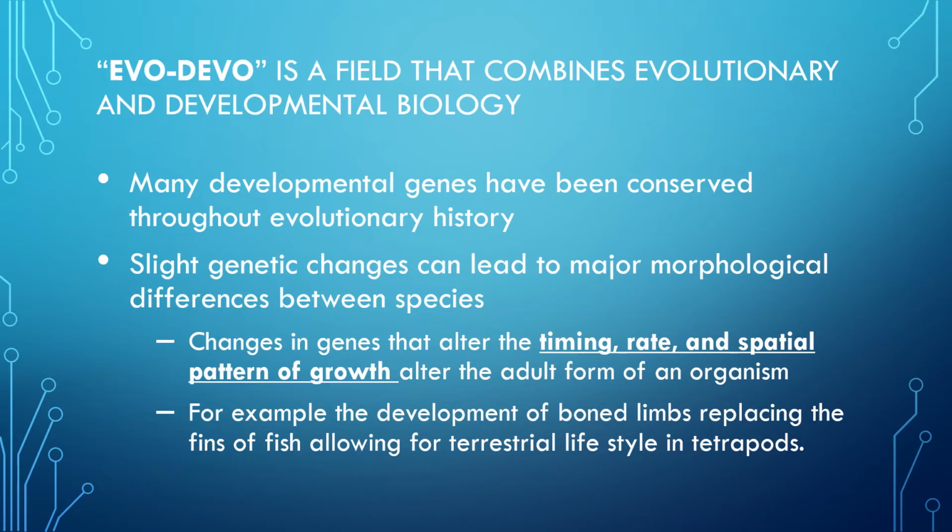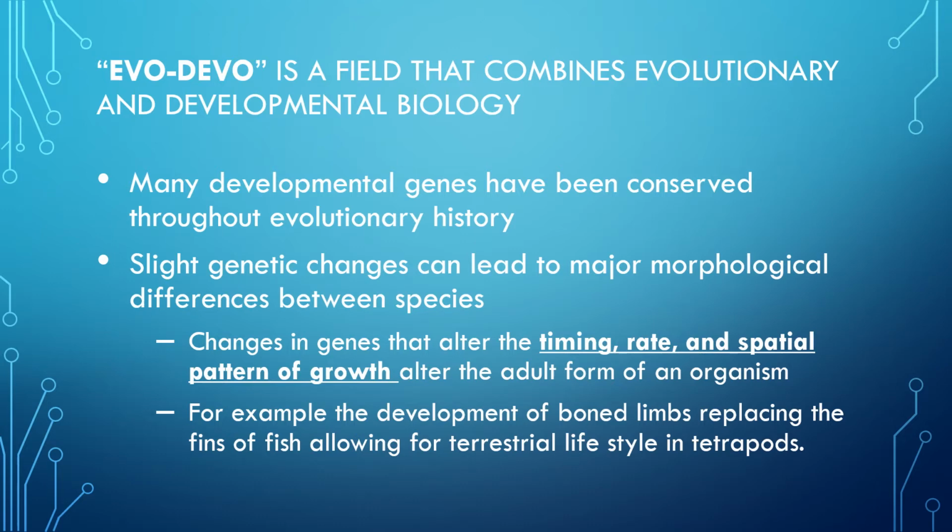Even though they're using the same bones in those limbs, the developmental pattern of those bones is quite different. Another example of that would be just the development of bone limbs in general, that arose first. Fish had fins, and then these developed into boned limbs later on, and this allowed for the terrestrial lifestyle we see in the tetrapods.